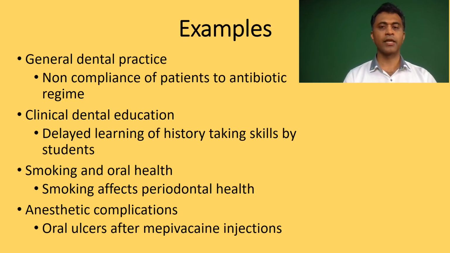So examples, as we relate to our earlier examples, in general dental practice, a problem could be non-compliance of patients to antibiotic regimen, and you can find a solution to explain why there is non-compliance, or to devise some strategy which can improve the compliance. In clinical dental education, a delayed learning of history taking skills can be a problem, which can be improved by finding strategies to improve them. Smoking and oral health. Smoking affects periodontal health. We can find how much smoking can affect periodontal health, or how to avoid the destruction due to smoking. Anesthetic complications, oral ulcers after mepivacaine injections can be a problem.